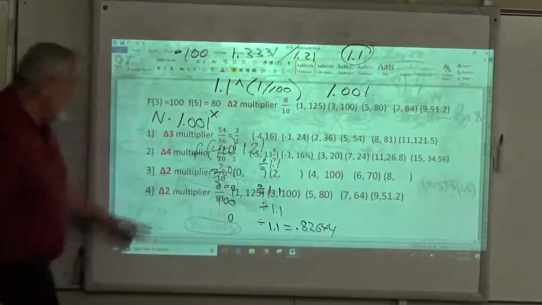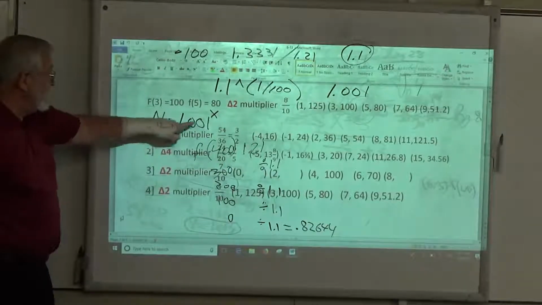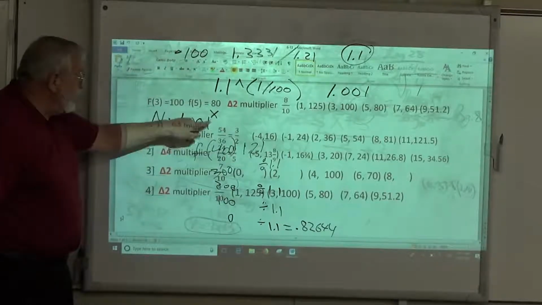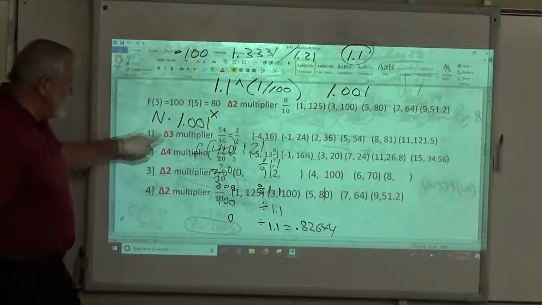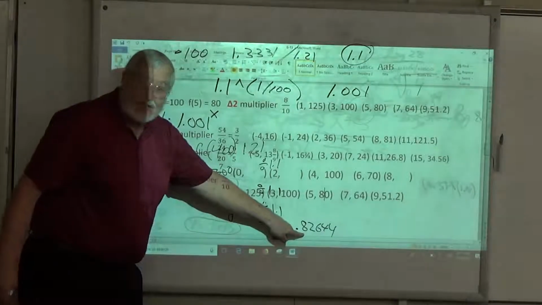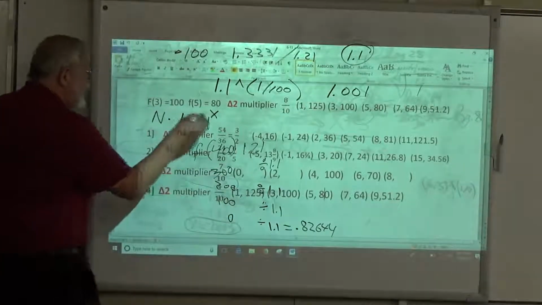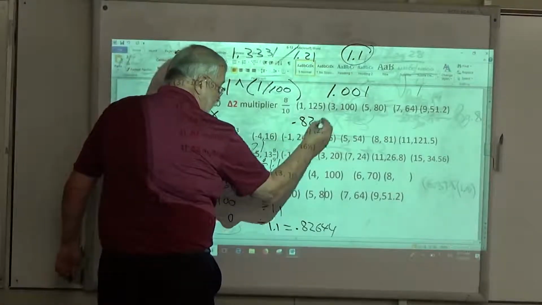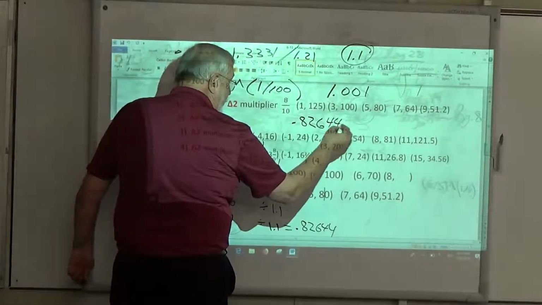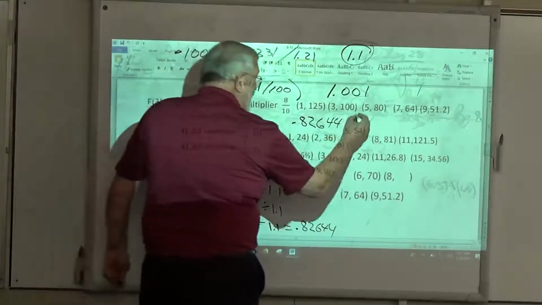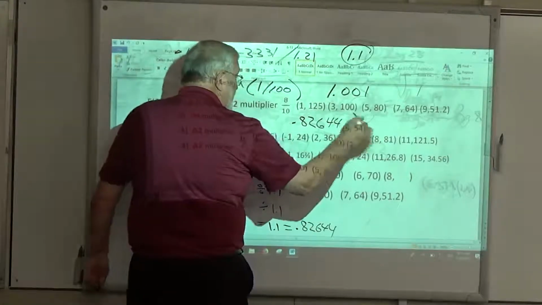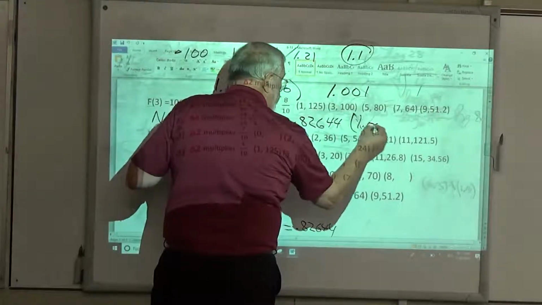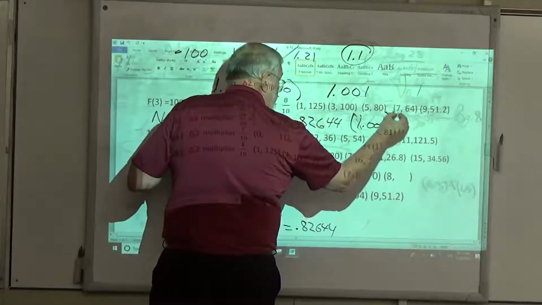0.82644. Now, what that says is when x is 0, the value is 1 times n, and so that's the value of n. So my equation then is 0.82644 times 1.001 to the x power.